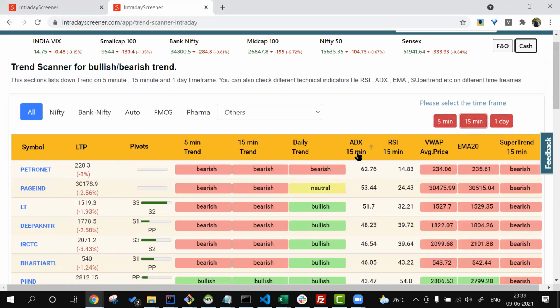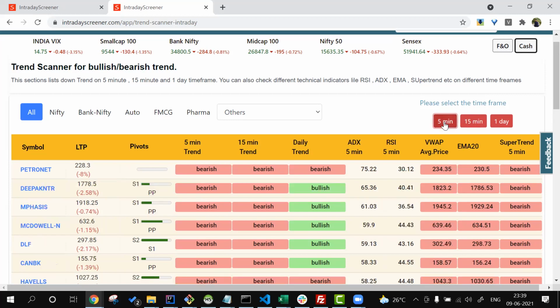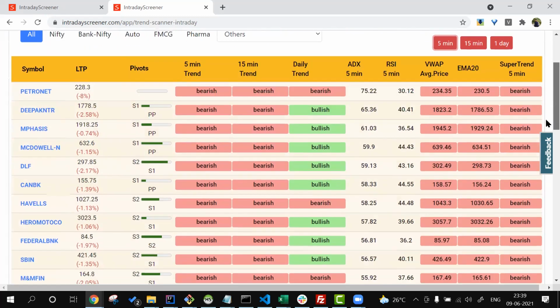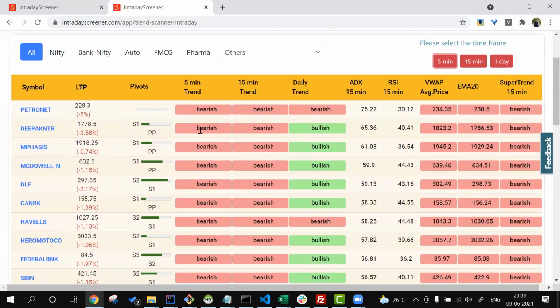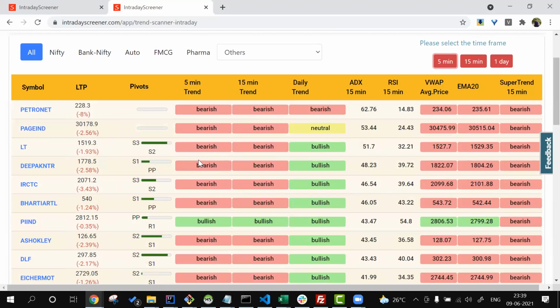So kindly note that this is sorted by ADX, which is a trend indicator. So usually the stocks which are trending on 15 minute, when you select 15 minute, are sorted by ADX. That means all these stocks are highly trending on 15 minute. So in intraday, for a very short move, you can click on 5 minute and you can find the bearish trend for shorting. Here you can see Petronet, Deepak Nitrite, LNT, IRCTC. And if you want to focus on 15-minute trend, you can click here 15 minutes and you can see that these are the stocks.